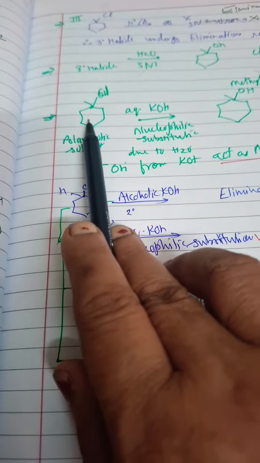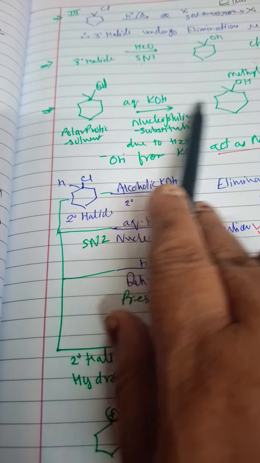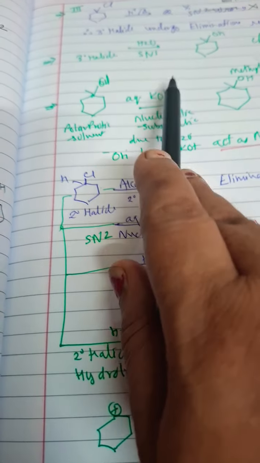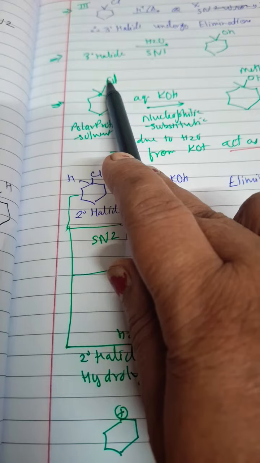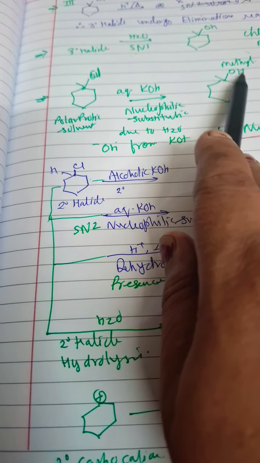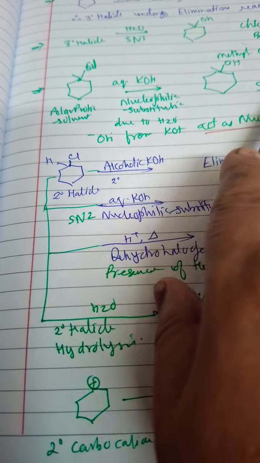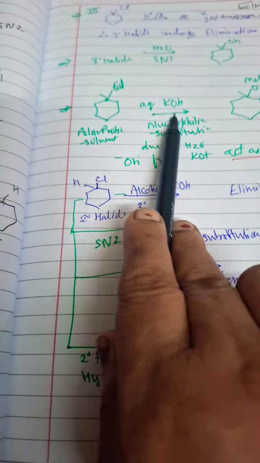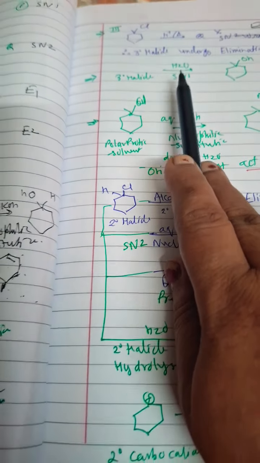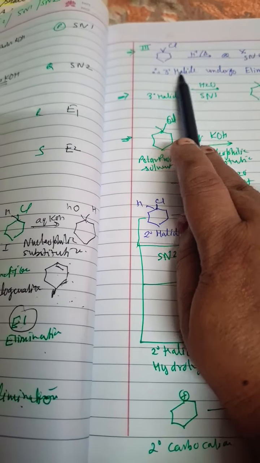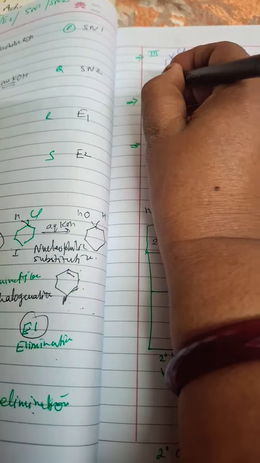Now when this 3-degree halide reacts with aqueous KOH, again the OH group is a strong nucleophile and replaces Cl, and OH will be there, so we will get a 3-degree alcohol. So this is SN1, this is SN1, this is SN1, and this is E1 reaction, an elimination reaction.